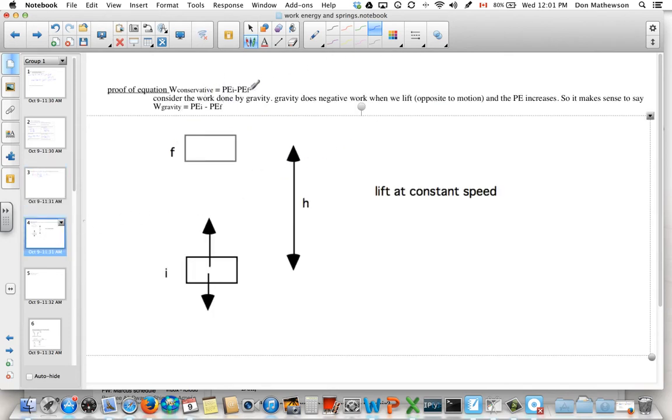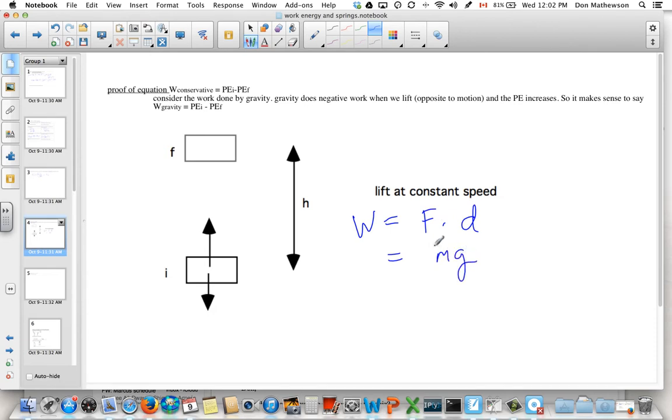First, let's show that conservative work is a potential energy difference. So we want to find a work done. Well, we know work is a force times a displacement. Let's just consider a special case where we're lifting an object, and we want to find the work done by the conservative force. That'll be the work done by gravity. So the force is mg. However, because the motion is this way, and the mg force is this way, the work done is actually negative because the force is opposite to the displacement. So we're finding the work done by gravity here. And of course the distance is h.